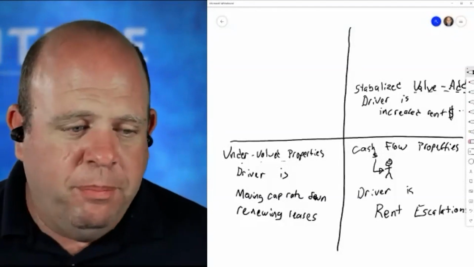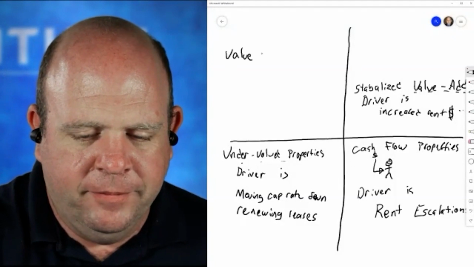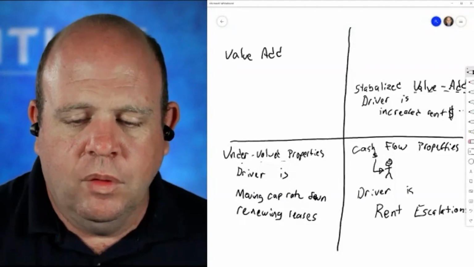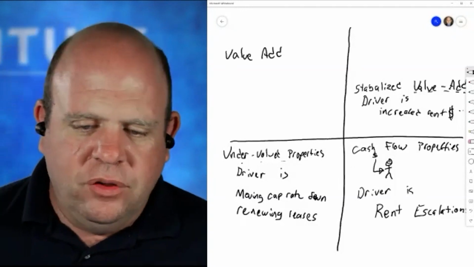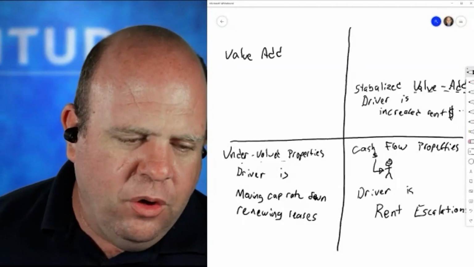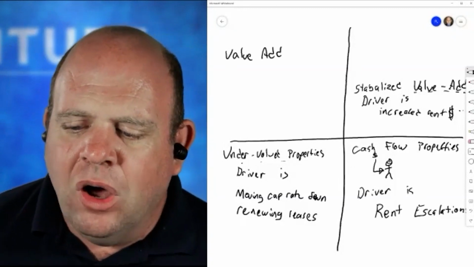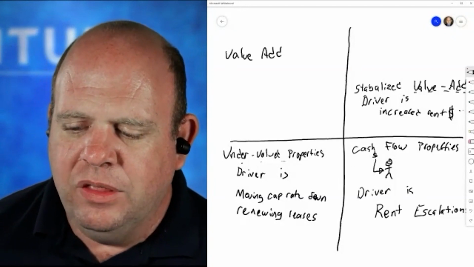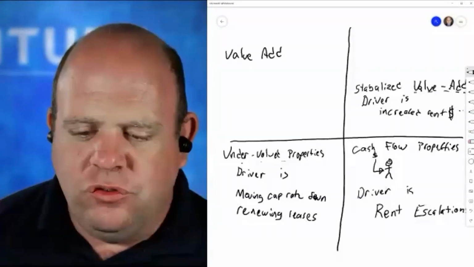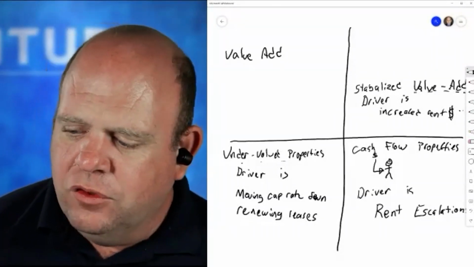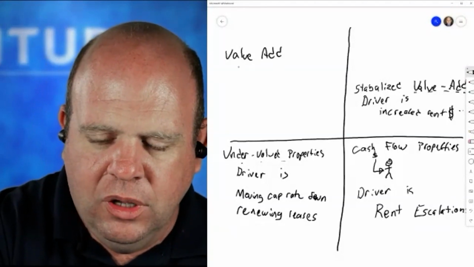So our fourth major category is, of course, your value add. Now here you've got a bunch of things going on, right? What separates it from the stabilized value add is it's really not about just getting increased rent dollars. You're really trying to get the increased total dollars coming in. So what you're trying to do is you can do any strategy to let's do.